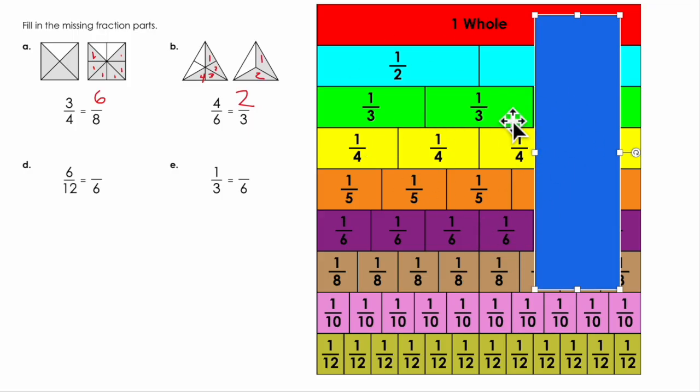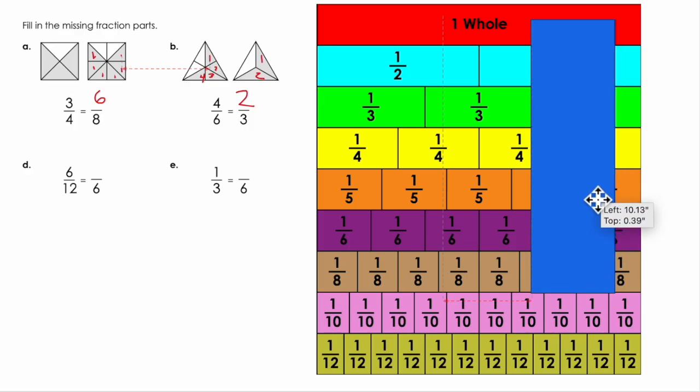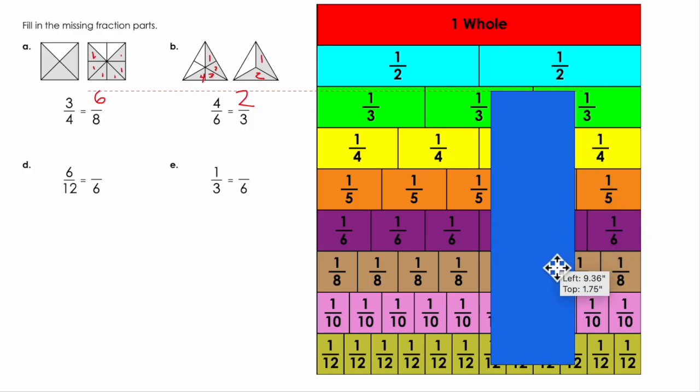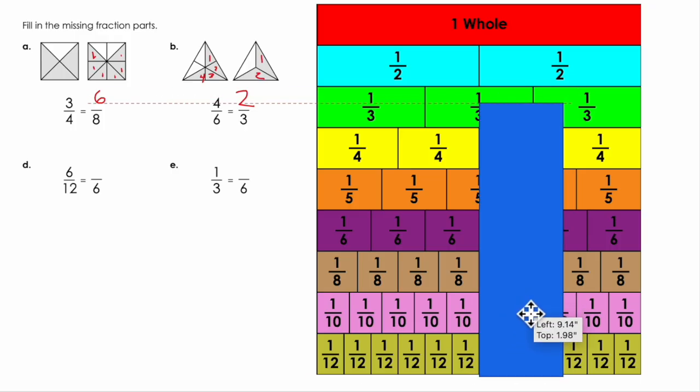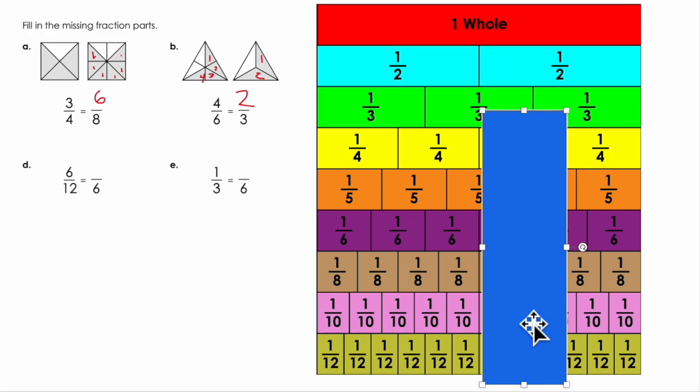So while I have our little handy dandy helper tools here, I'm gonna just go ahead and do D and E. Make sure we're all on the same page, right? So this is telling us 6/12. 6/12. All right, let's say I'm not sure. I'm going to come over here and use my ruler. I'm going to count 12s. 1, 2, 3, 4, 5, 6 12s. Boom. All right, there it is.